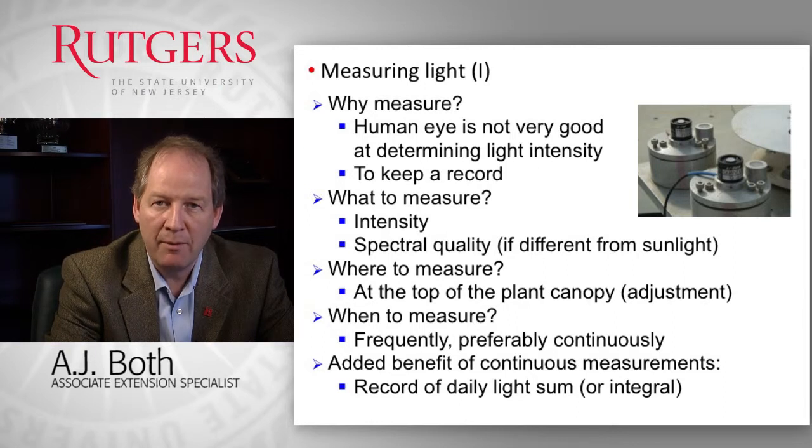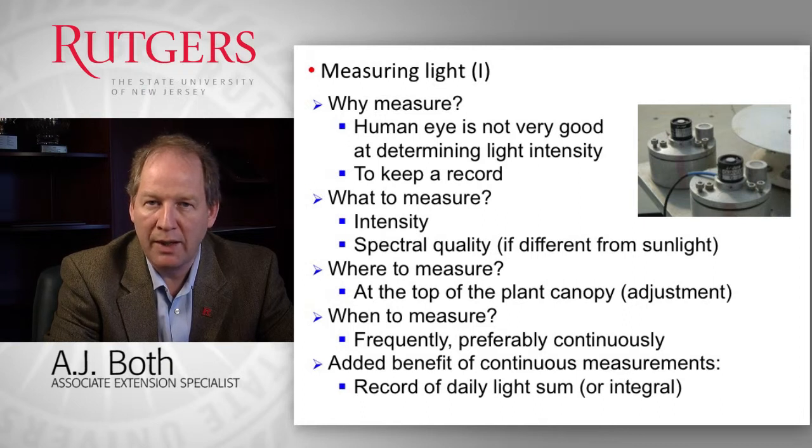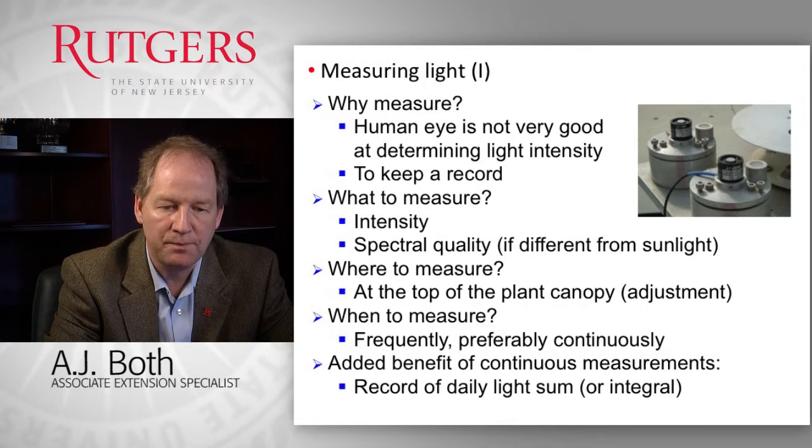The other reason for why we measure light is that it's good to keep a record, especially when you start comparing crops grown in different seasons or from year to year. So we typically measure two things. We measure the intensity or the amount of light available for photosynthesis for plants, and in some cases we measure the spectral quality, and this is particularly important when you start thinking about different supplemental light sources and the different spectra or different light qualities they produce.